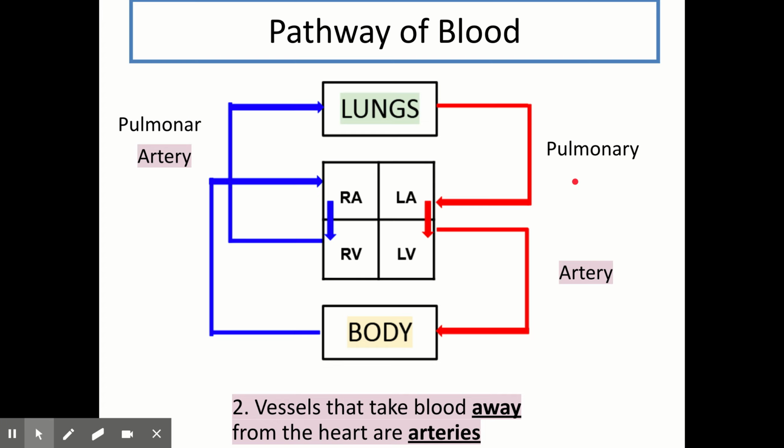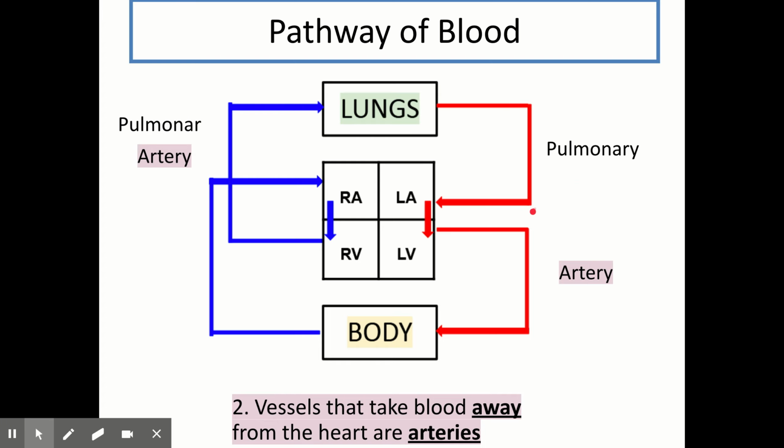The second rule you need to remember is that vessels that take blood away from the heart are called arteries. Remember this as they both start with A. Arteries, away. So on my diagram, you can now see that I've looked for the two vessels that move blood away from my heart, the two arrows that go away.